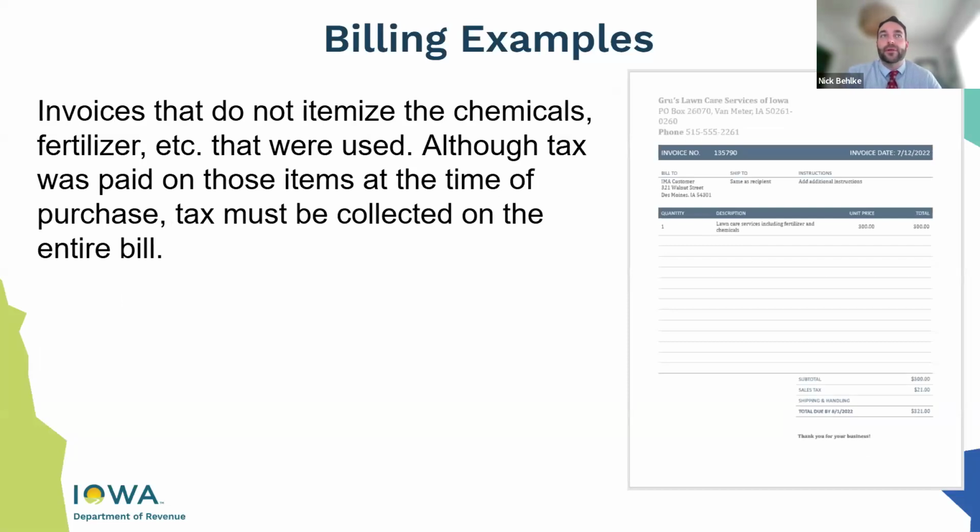This second invoice is an example of an invoice where the retailer did not claim the resale exemption on the purchase of products used in performance of a service and paid tax on the chemicals and fertilizer at the time of purchase. So here you can see they kind of just bundled it all up together and charged sales tax.